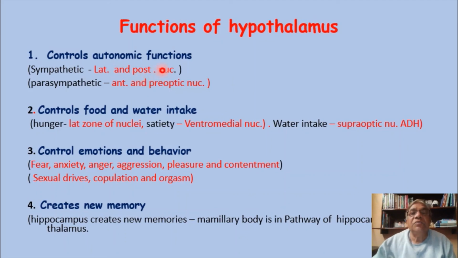and the posterior nucleus, which is in the medial zone. So these two nuclei are sympathetic in nature, while parasympathetic activity is controlled by the anterior nucleus, which is very small, and the preoptic nucleus, just close to the lamina terminalis. They are controlling the parasympathetic activity.